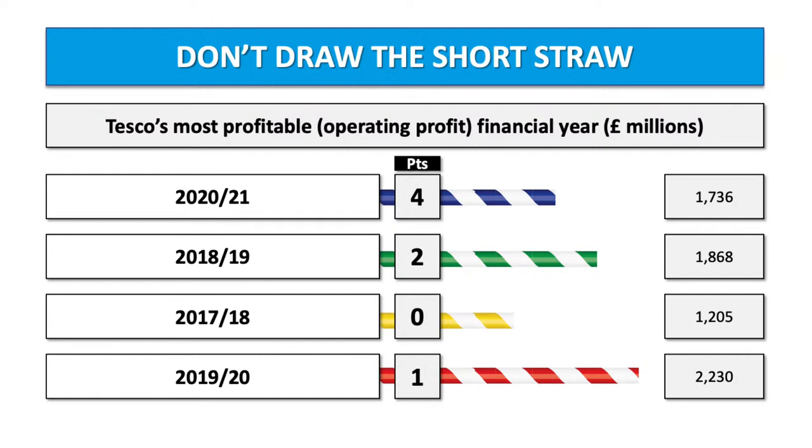2020-21 is the correct answer, with £1,736 million in operating profit. Then 2019-20 was the highest on the list. 2018-19 was second. And the short straw was 2017-2018. And I think, looking at the answers in the chat window, everyone was able to avoid the short straw. Well done. Extremely good contributions. Thanks so much.